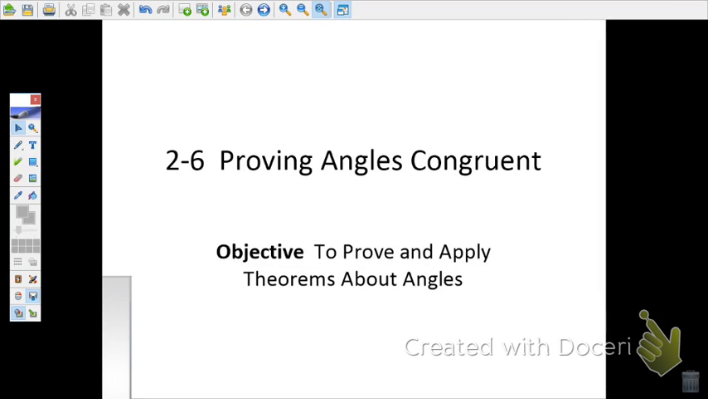Today we're going to continue working with proof, focusing more on geometry proof, working with proving angles congruent. So again, using some things that we've talked about with angles before, but actually being able to prove that what we've learned is actually true.